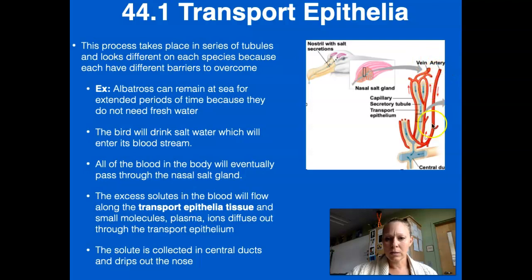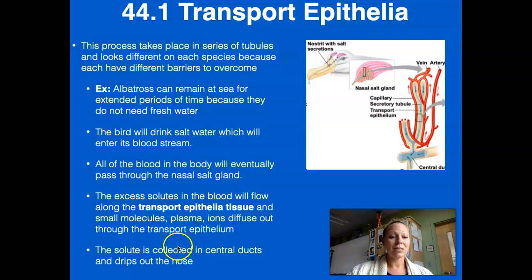And so here are the blood vessels of the albatross. All of the blood in the albatross is going to eventually go through this gland, this nasal salt gland, which can be found right here and right here. This gland works with a transport epithelial layer to remove salt. The excess solutes in the blood will flow along the epithelial tissue, and the salt, the plasma ions, are going to diffuse out at a very high rate because the membrane is going to be regulated to allow lots of salt out.